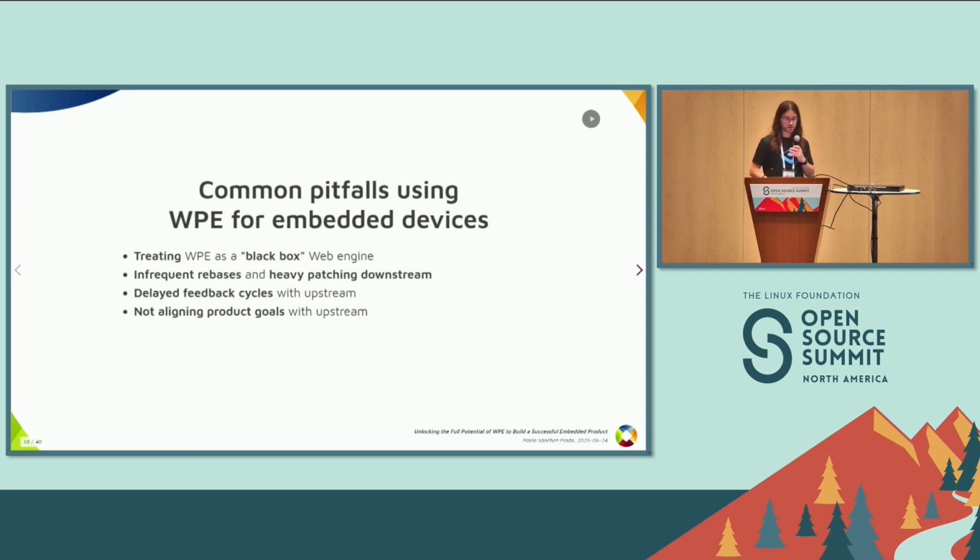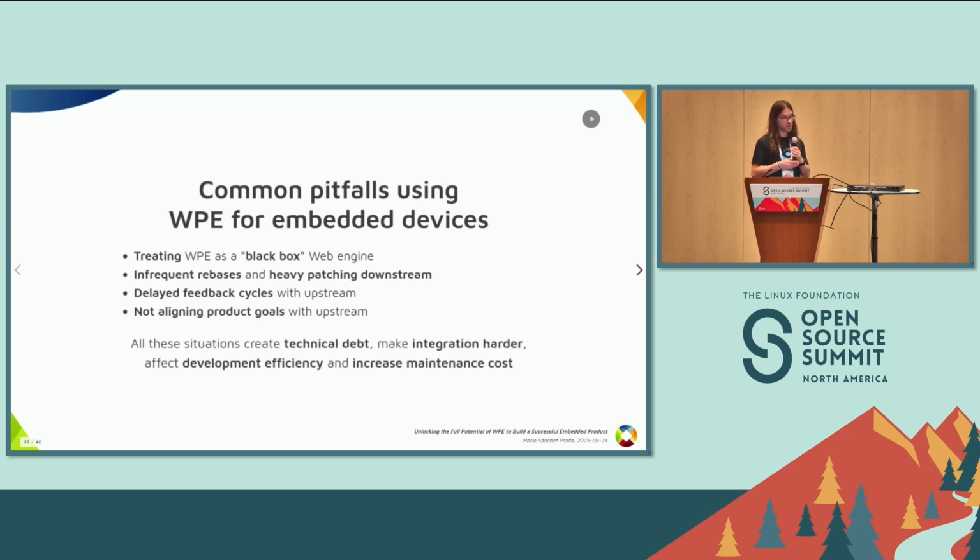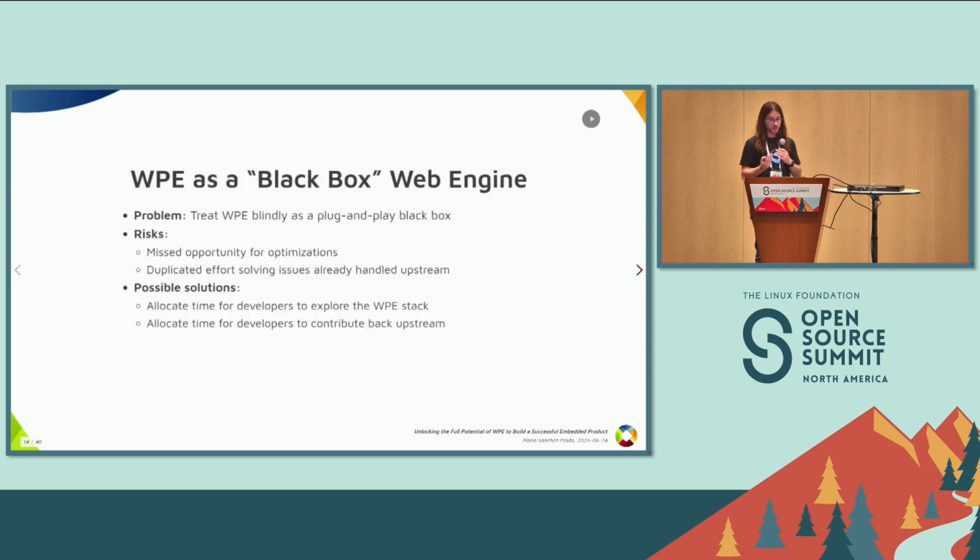Probably this is not an exhaustive list, but what all these things have in common is that if you fall into these traps, you will easily end up creating a lot of technical debt. And this will make your life harder. Integration will be harder, you will be less efficient, and as a consequence of this, your maintenance cost will increase a lot. So the first one is treating WPE as a black box.